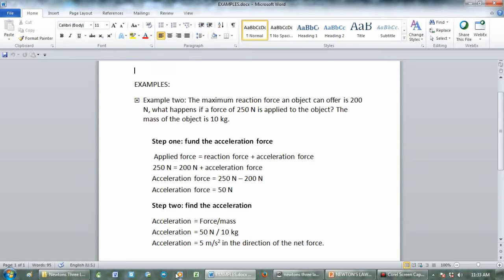Step 2, finding the acceleration. Acceleration equals force divided by mass. Acceleration equals 50 newtons divided by 10 kilograms. Acceleration equals 5 meters per second squared in the direction of the net force.